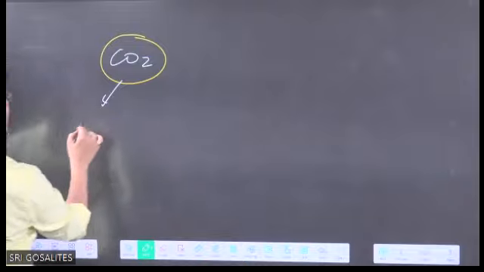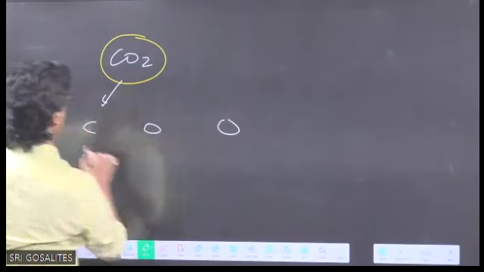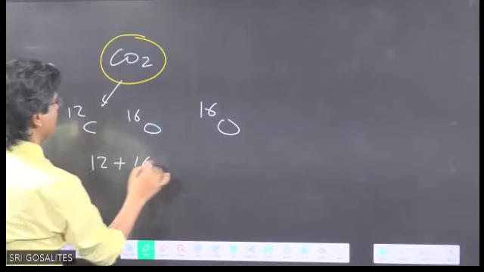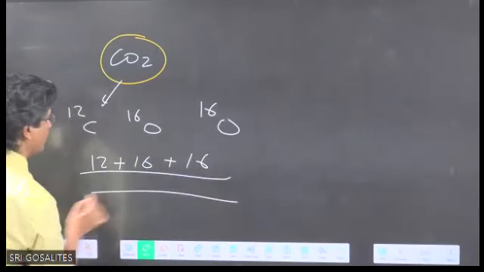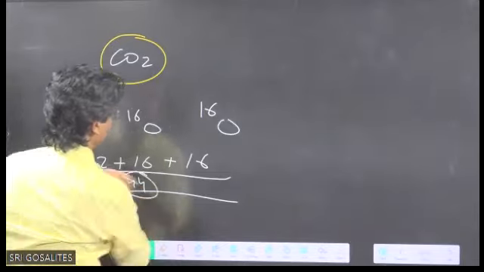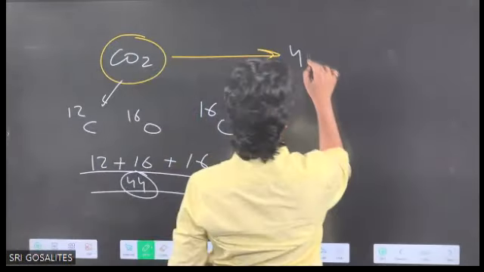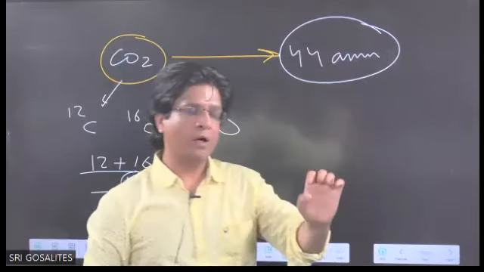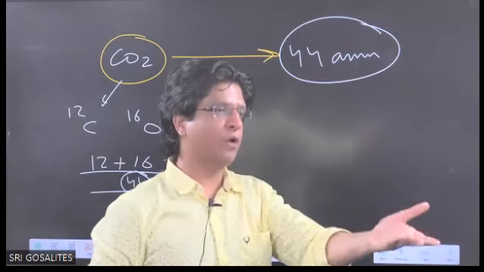You have done this right now. Carbon, oxygen, oxygen: 12, 16, 16. Total becomes 12 plus 16 plus 16. How much? 44. So this will be 44 AMU, because you cannot give me half an atom or half a molecule of CO2.